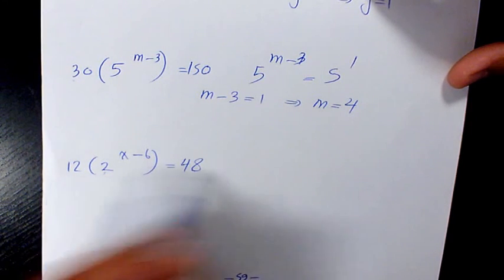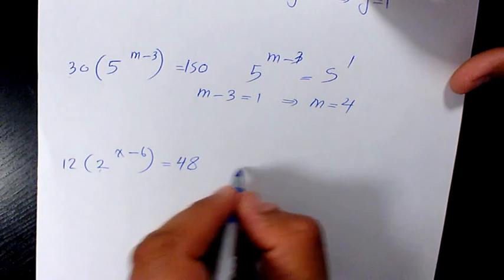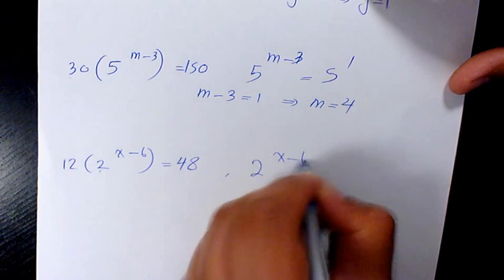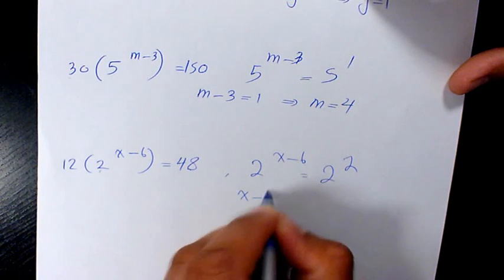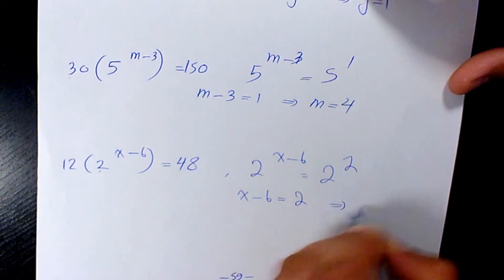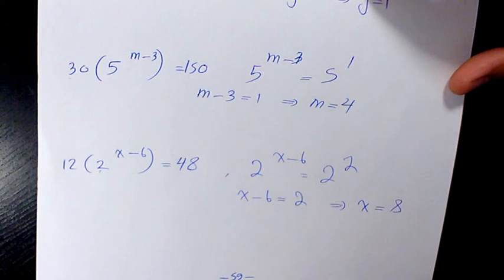Again, we need to divide both sides by 12. So it's going to be 2 to the power of x minus 6 equals 4, which is 2 to the power of 2. So x minus 6 equals 2. So x equals 6 plus 2, which is 8.